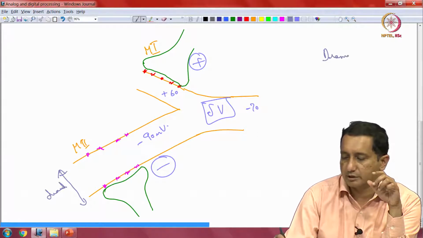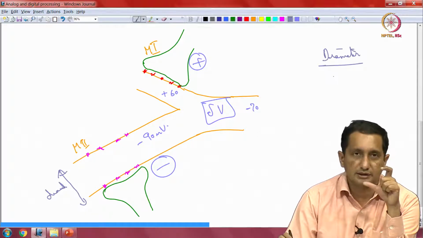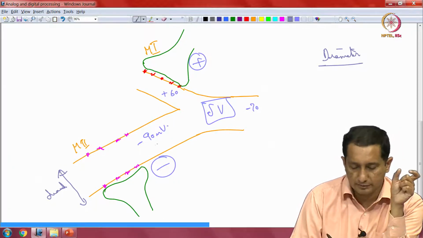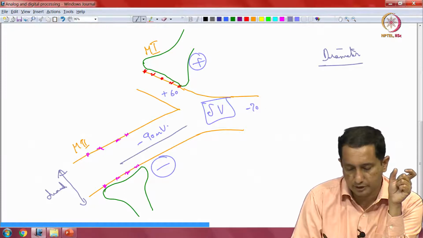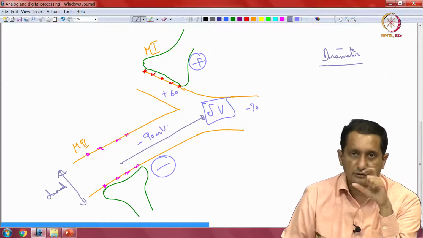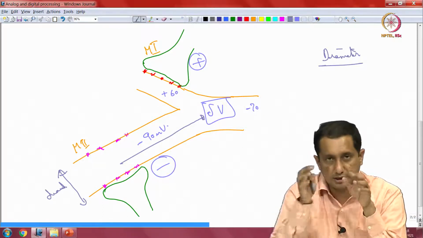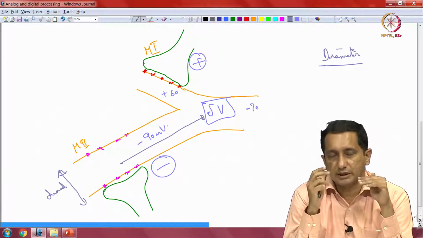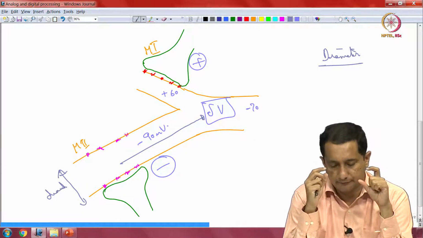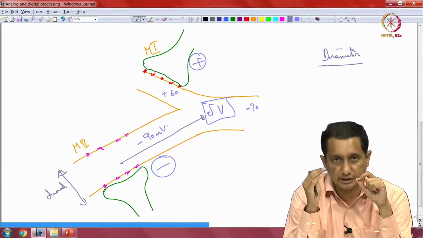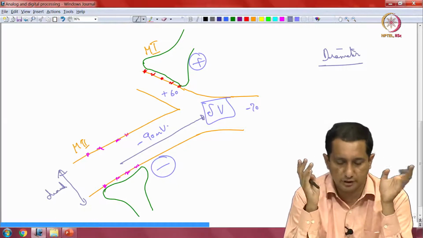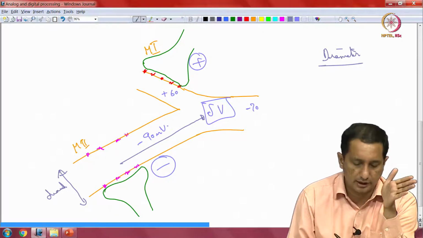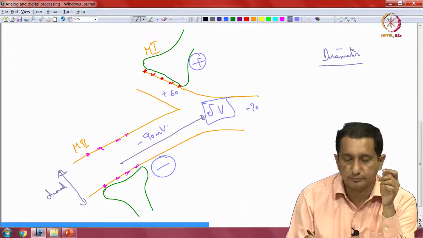So, diameter is... the higher the diameter, the faster is the rate of transmission from the point of stimulus to the point of evaluation. I call this the point of evaluation because this is not the axon hillock, where we are taking a call as to whether an action potential has to be generated or not. We are looking at the local change in voltage. So the diameter determines how fast this ionic current transmits from the point of origin to the point of computing.